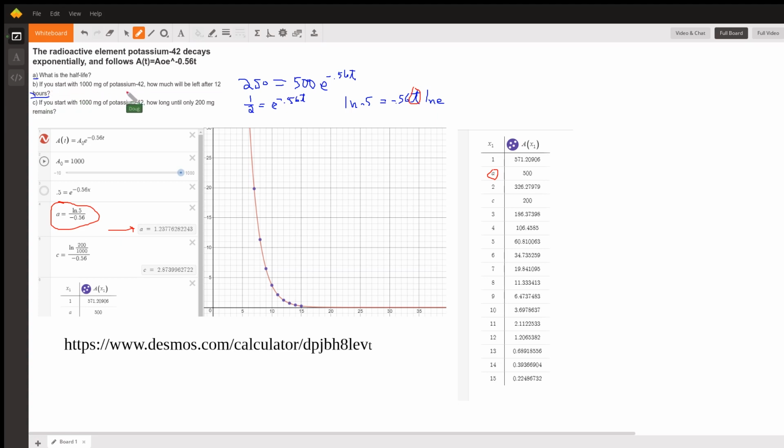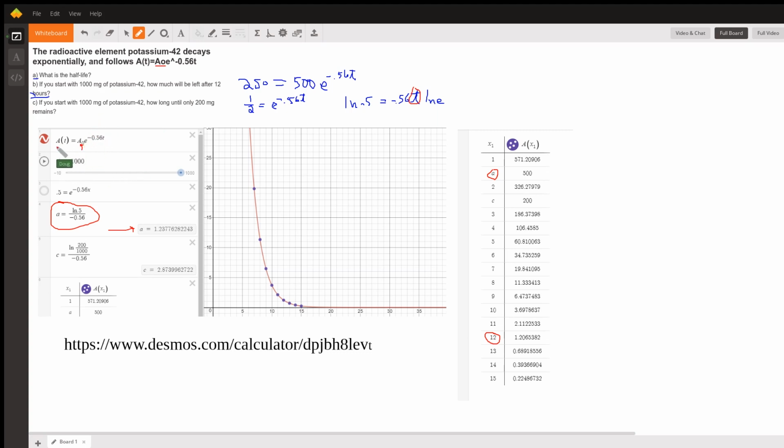Now for part B, how much will be left after 12 hours? That's this entry in the table right here. I'm finding A of 12, or I'm putting 12 in for t. And remember, there's still a 1,000 here, because when t is 0, e to the 0 is 1, so a sub 0 is the initial value. And finally, if I start with 1,000, same equation, this one right here. Well, actually, there'll be 1,000 right here for a sub 0.